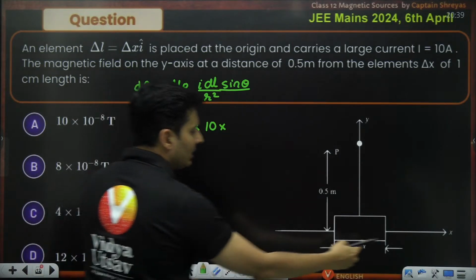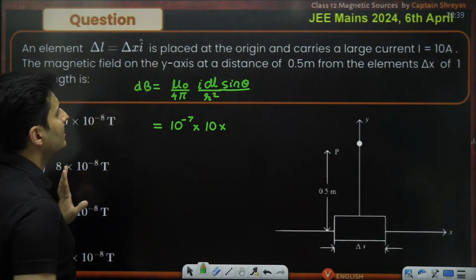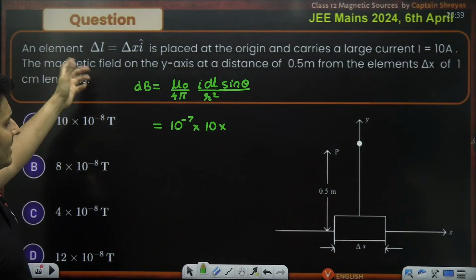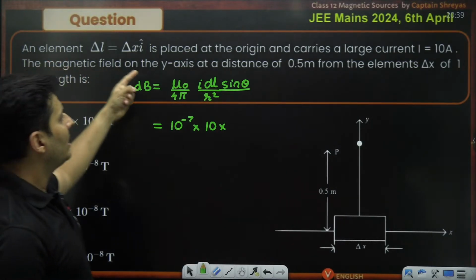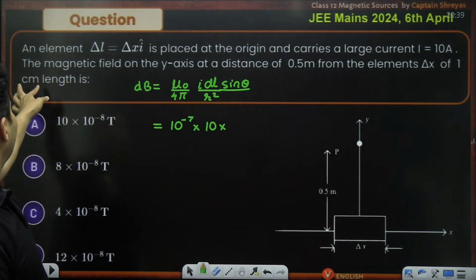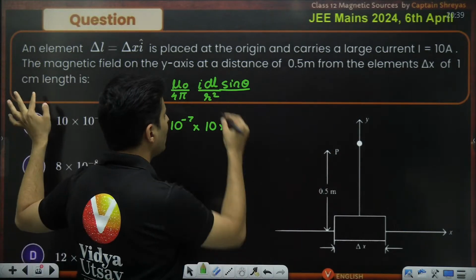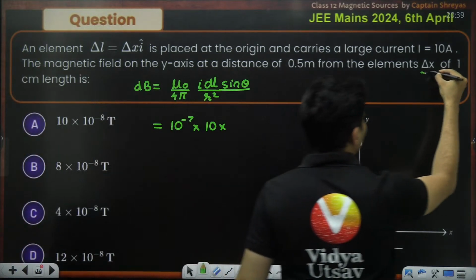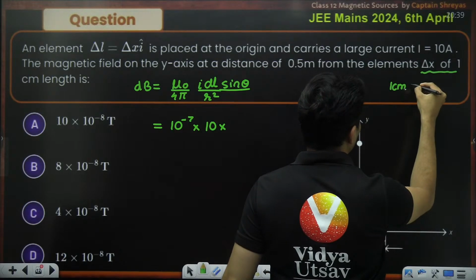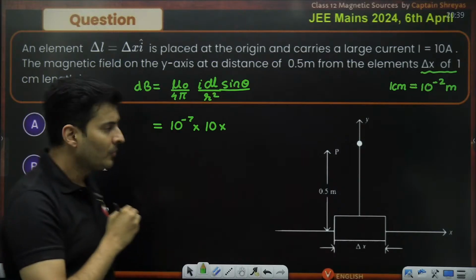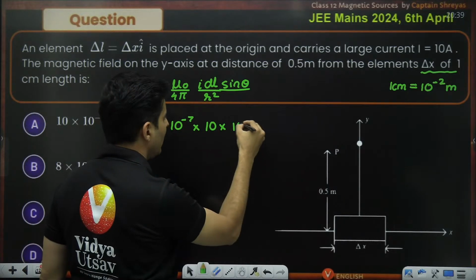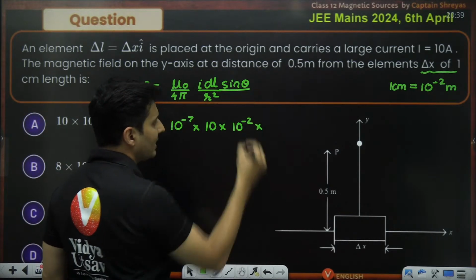What is the length? The small length, I think, is delta x. Now, is that delta x given to me? Delta x I cap, from the element delta x of 1 centimeter length. Yes, it is given to be 1 centimeter length. So delta x is 1 centimeter. 1 centimeter is 10 to the power minus 2 meters. Is that right? 10 to the power minus 2 meters. Okay, perfect. Into sine theta.